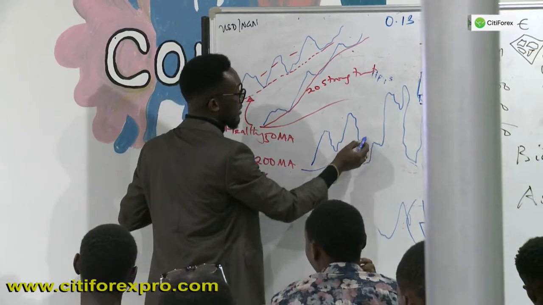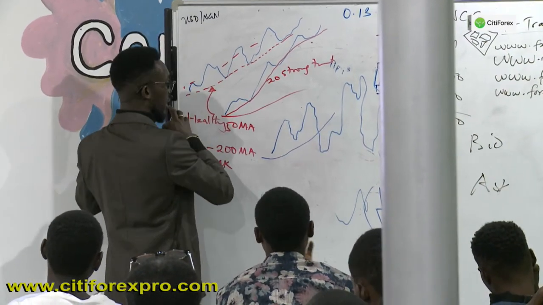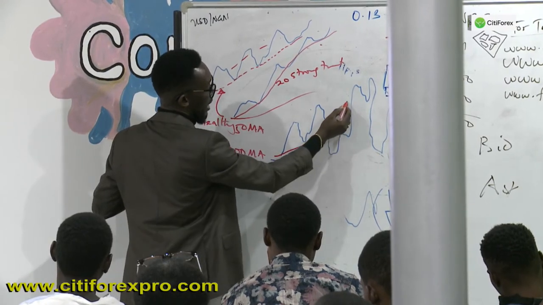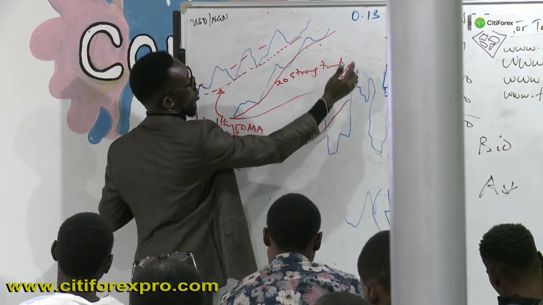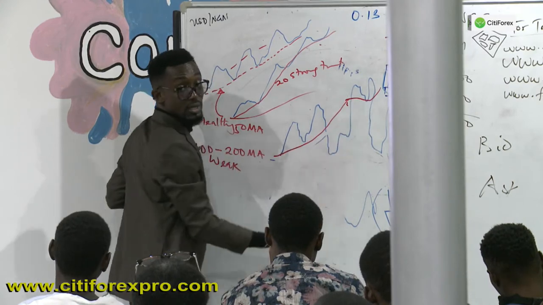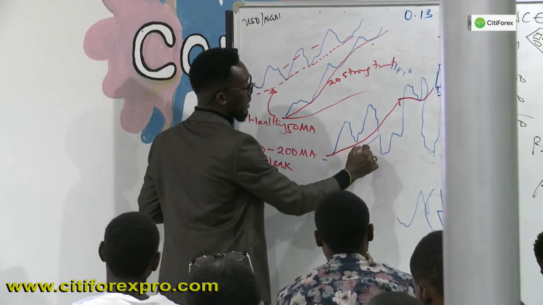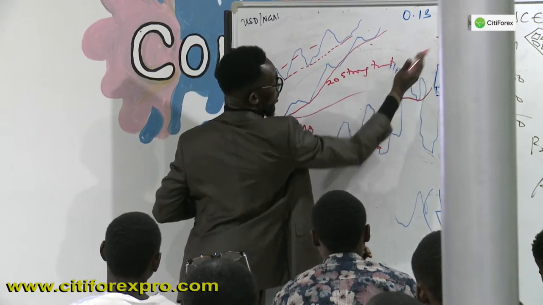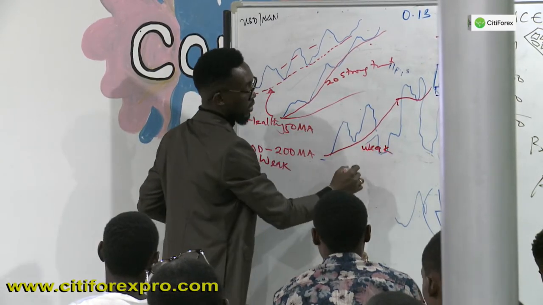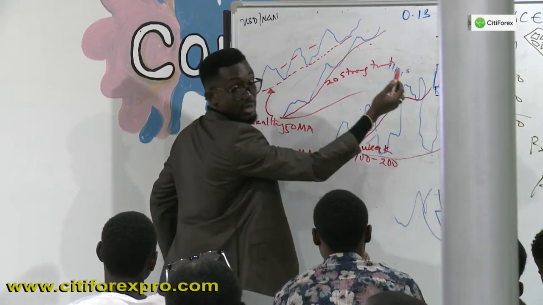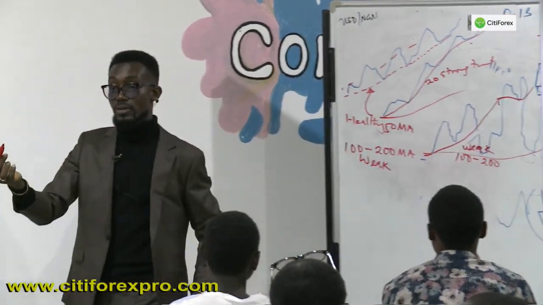If you put 50, you can see that 50 will be violated, is it not? If you put 50 now, 50 can be running like this, and then this one will go down. All of a sudden, it comes back up, stays on top of 50. Do you understand? So on this one, we say it is going up, but it is weak. So if you put 100 to 200, it will usually respect it. Do you understand the point now?